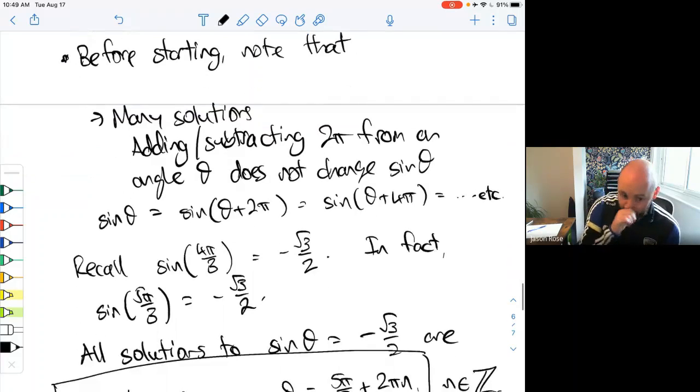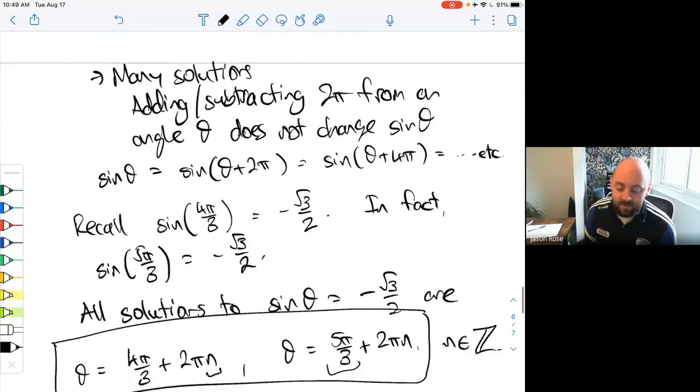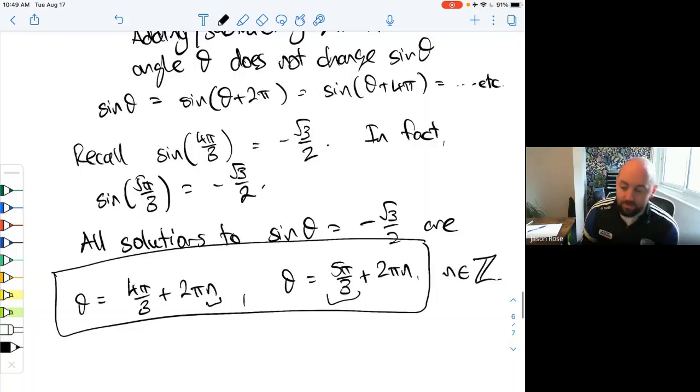And right now, all I'm saying is, okay, the answers inside the unit circle are 4 pi over 3 and 5 pi over 3. I'm not telling you how I got them yet. I'm just saying those are the answers, because if you evaluate those, you get -√3 over 2. Here's how you would write those. You'd write them as 4 pi over 3 plus 2 pi n, and 5 pi over 3 plus 2 pi n, where n is an integer.